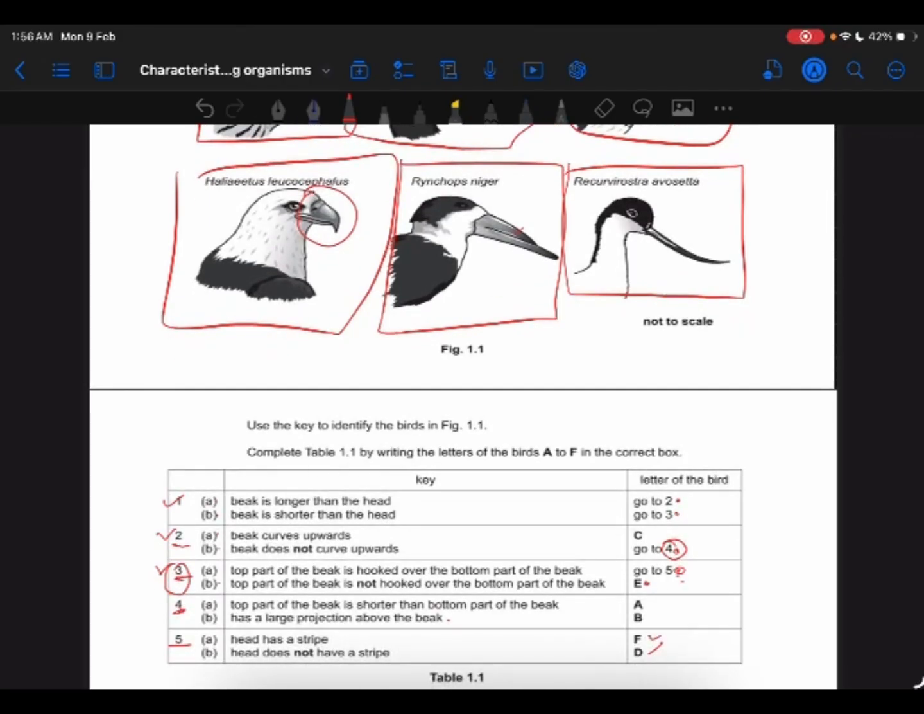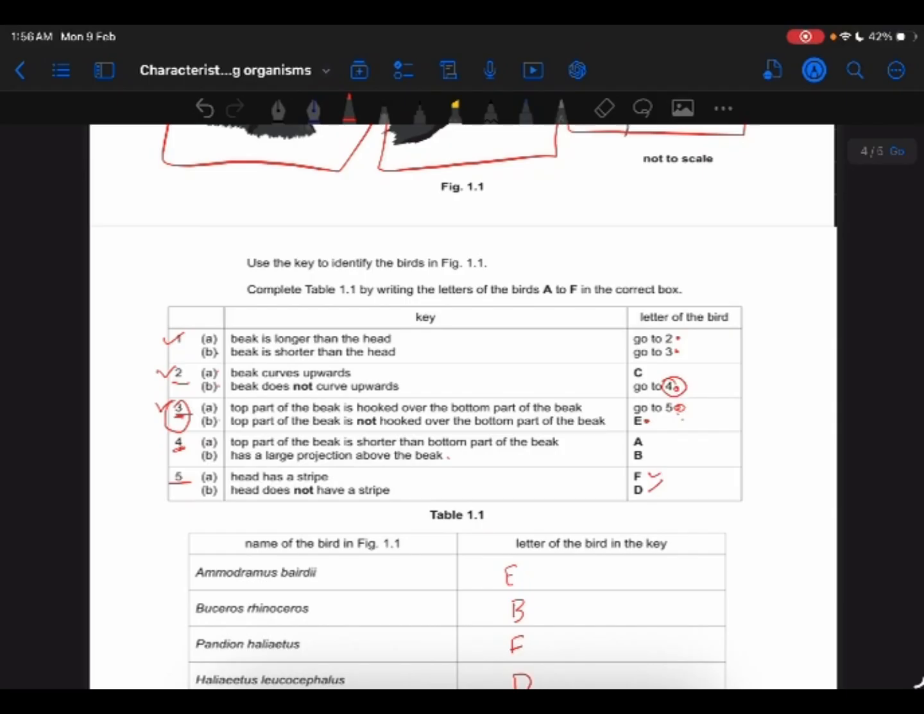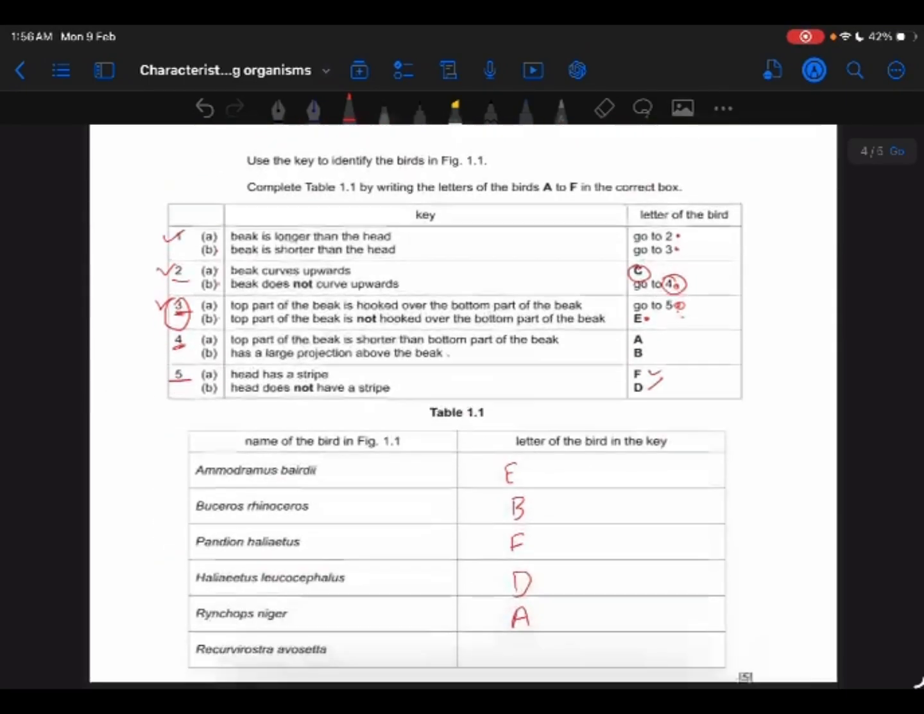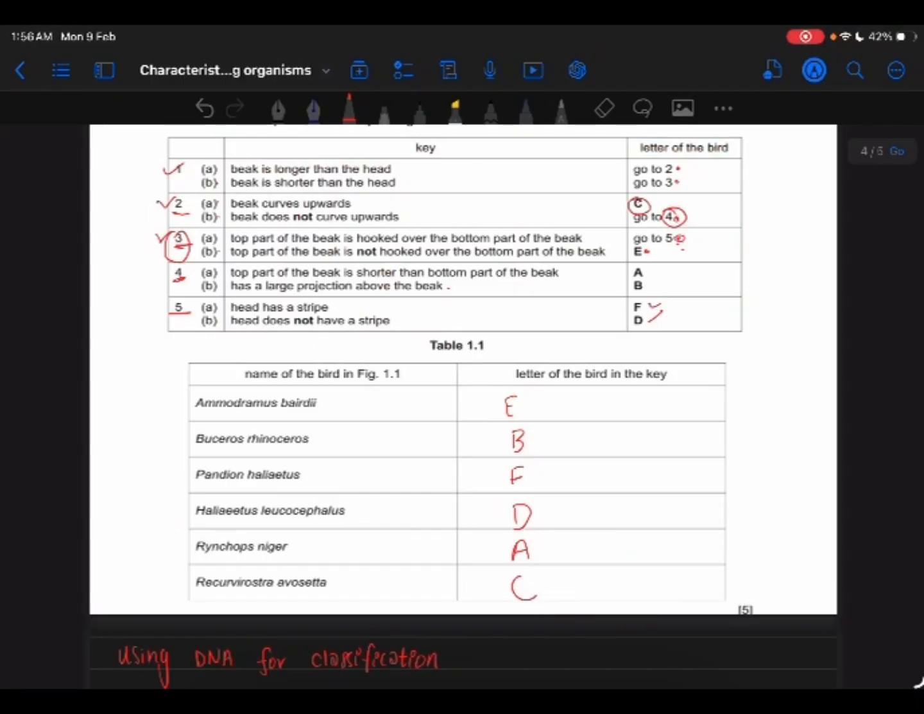Okay, beak is longer than the head. It is longer than the head. We go to 2. Beak curves upwards. It does curve upwards. C. That's how simple this dichotomous key question was.